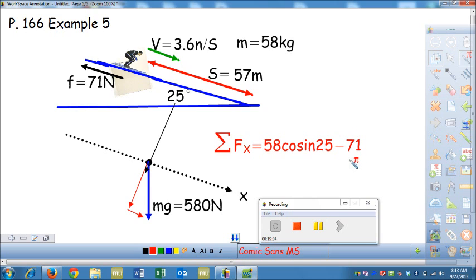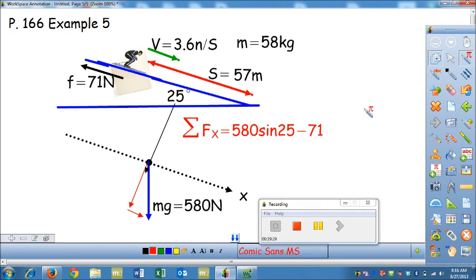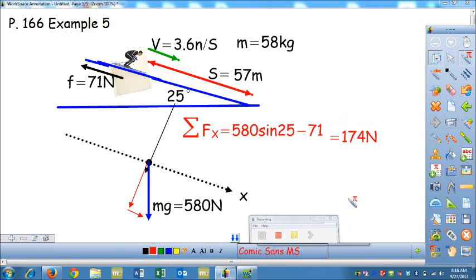It made it a cosine. I'm going to pause it and fix it. Okay, I fixed it behind the scenes. Now I'll get up my calculator. 580 sine 25 minus 71. So we're talking about 174 newtons. Okay, that was the hard part.